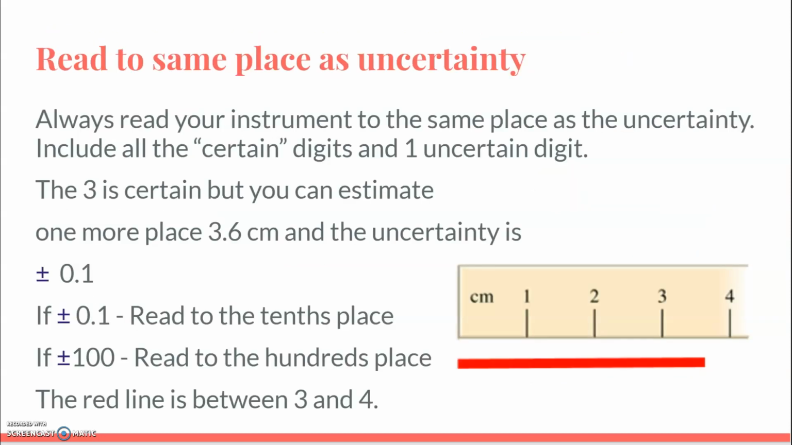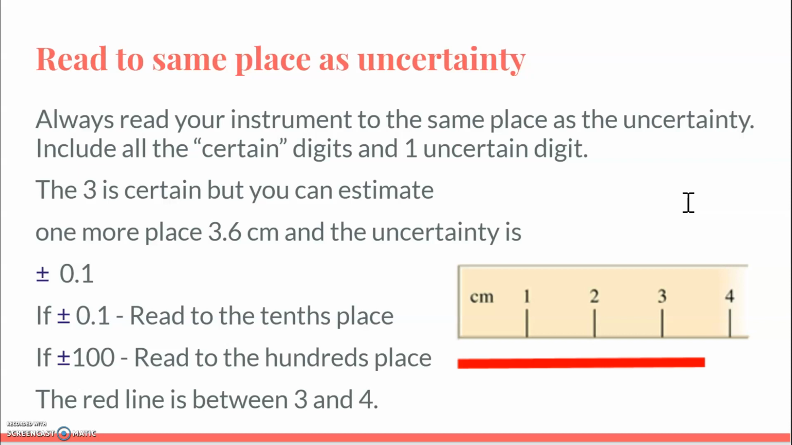So when we read an instrument, we always read to the same place as the uncertainty. So basically we read all the certain digits, and we also include one estimated or uncertain digit. Let's take a look at this ruler down here and this red line. Let's say we're measuring the red line. I'm certain that it's 3 something, but 3 what? So now I'm going to estimate between the 3 and the 4, and I'm going to say that's a little over halfway, so I'm going to estimate 3.6 centimeters, one certain number and one uncertain number.